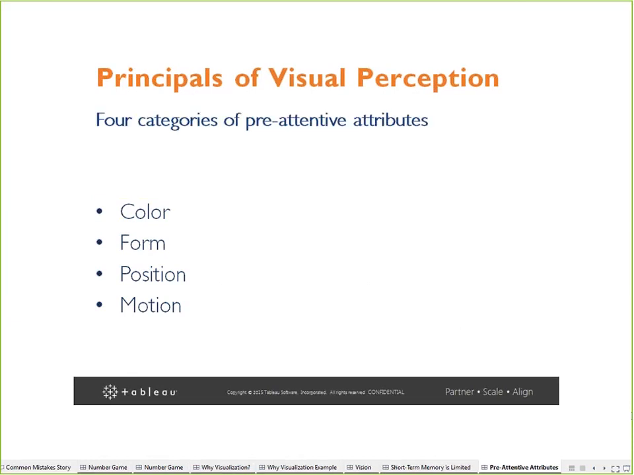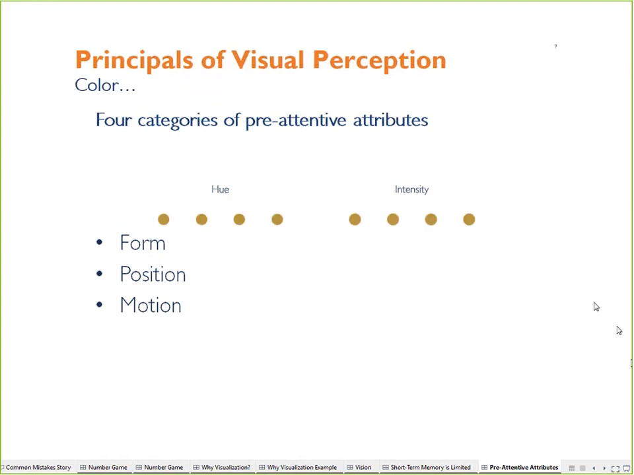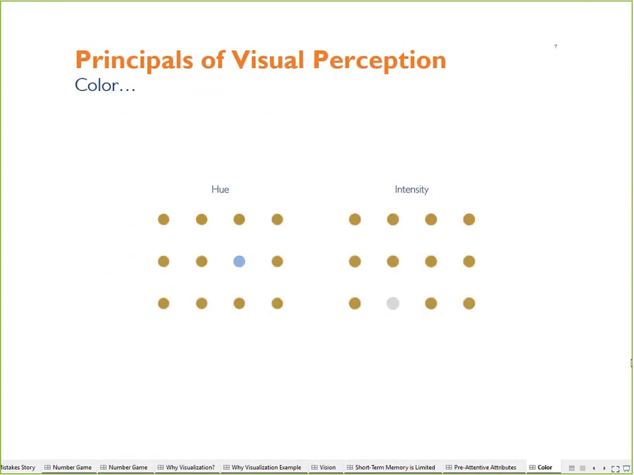So there are 4 categories of pre-attentive attributes, and that is color, form, position, and motion. I'm going to give you some examples of these. So color. Hue is a more precise term for what we normally think of as colors: red, green, blue, purple, etc. If we physically change the color of one of those circles, it makes it stand out from the other circles, right? It's different. So that's our outlier.